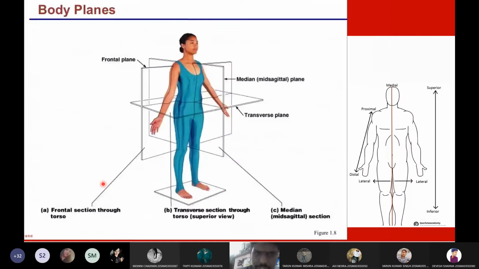Okay, so students, here I said the center line, right? Here the center line, we cut it into two parts. That is precisely called the mid-sagittal plane. Mid-sagittal plane means from the center.